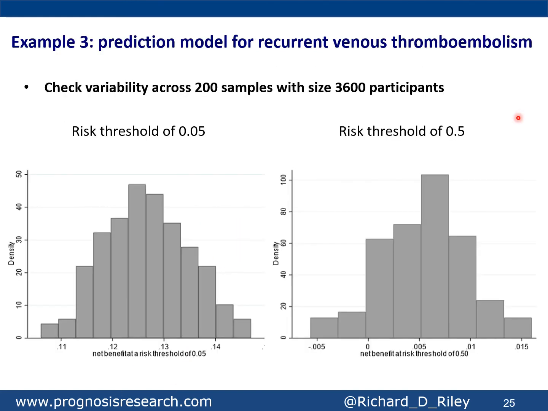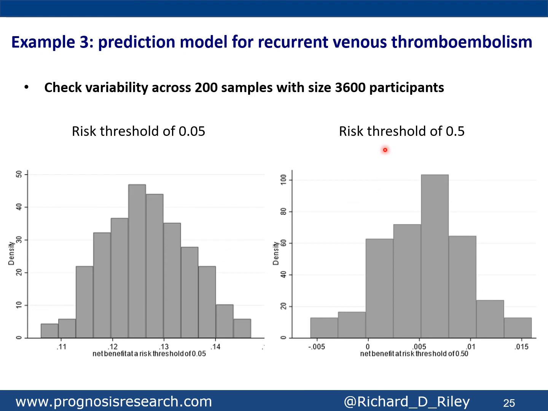So again, once the sample size has been identified, you might want to check the potential uncertainty or variability in the net benefit for that sample size across, say, 100, 200 or 500 samples. So with 3,600 participants, and let's focus just on a risk threshold of 0.05, we see this is the distribution of the net benefit estimates that might be observed across 200 samples generated with 3,600 participants. So the average net benefit is around 0.125, and the range goes down to 0.11 and up to 0.14. This is all above zero, and therefore this is very precise.